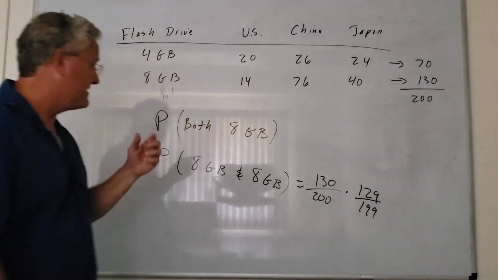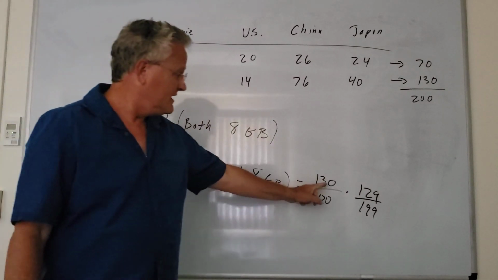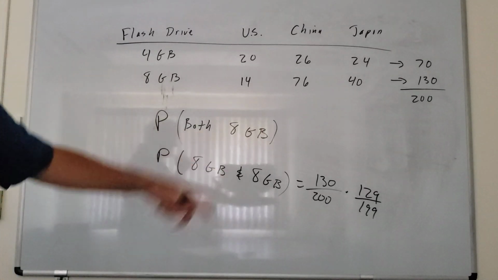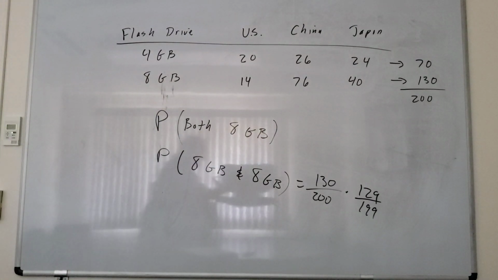So the probability that both of them are 8 gigabytes is the product of those 2 fractions. And again, you can do the arithmetic there on multiplying those fractions.